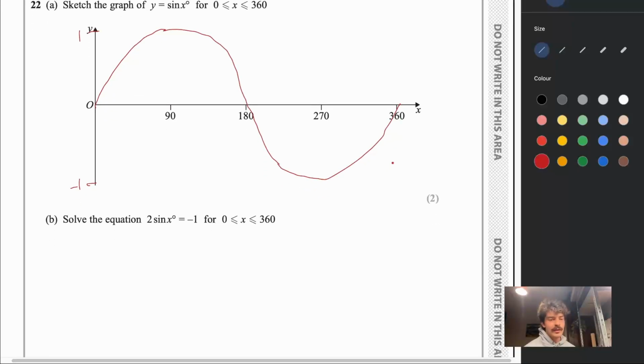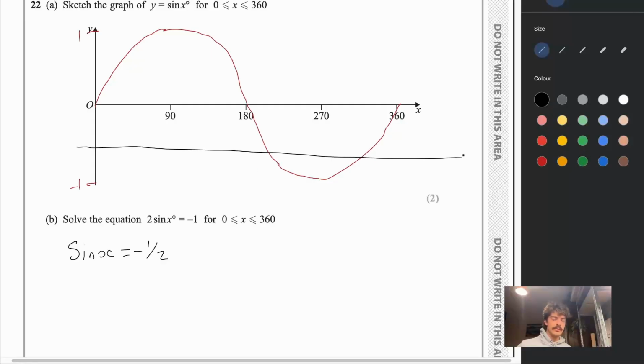Solve the equation 2 times sine x equals -1. I think the nicest way to realize how to solve this is that you've got sine x is equal to -1/2. So you're wondering when your line of sine x is now equal to the line of -1/2. The line of -1/2 is clearly just going to cross through here. We're going to hit some value down here, and we're going to hit some other value over here.